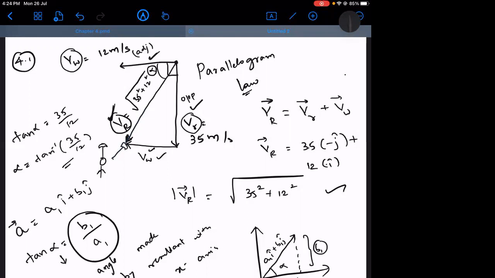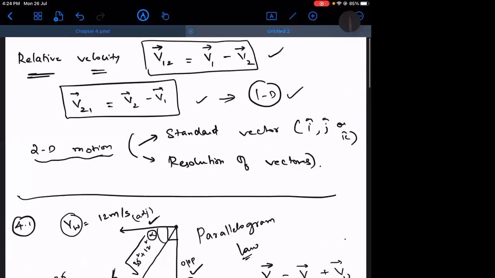Sir, can you tell me the definition of relative velocity? There is no definition at all. The definition is velocity of one with respect to another. That's it. Relative means with respect to. So there is no definition at all. It is only the mathematical definition. So you read it as velocity of 1 with respect to 2 is equal to velocity of 1 minus velocity of 2. That is a mathematical definition.